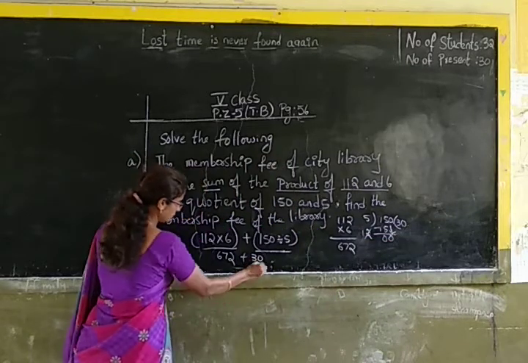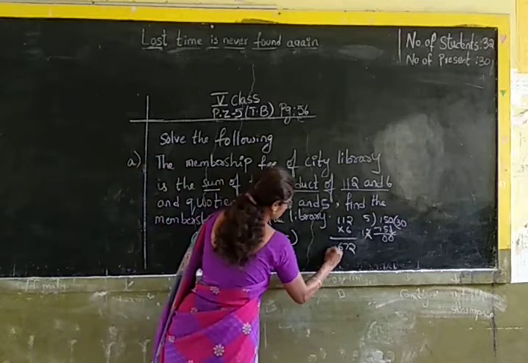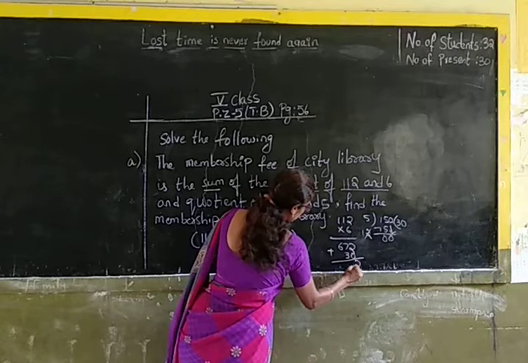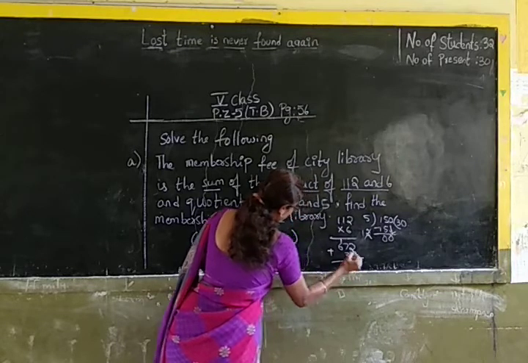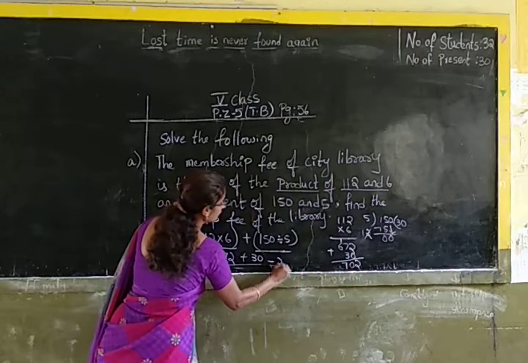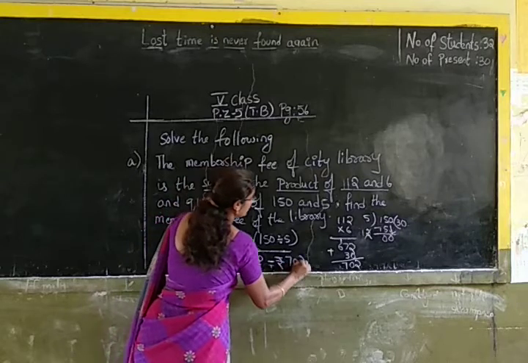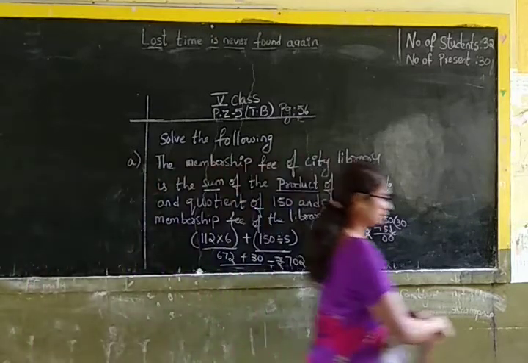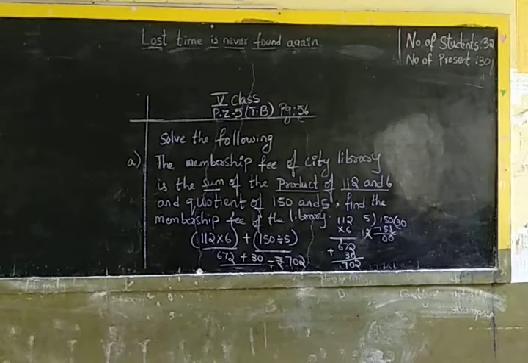Now what we have to do is add both these numbers. 672 plus 30. 2 plus 0 is 2, 7 plus 3 is 10. So the fee is 702 rupees. Did you understand, children?